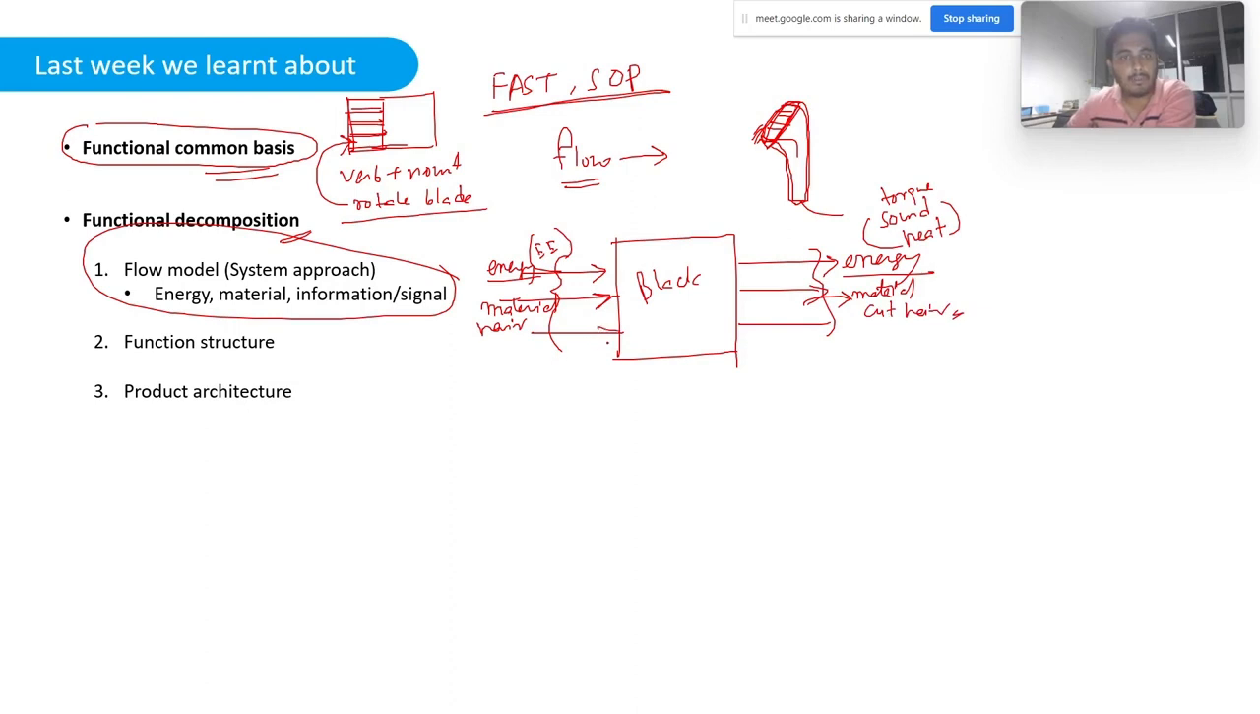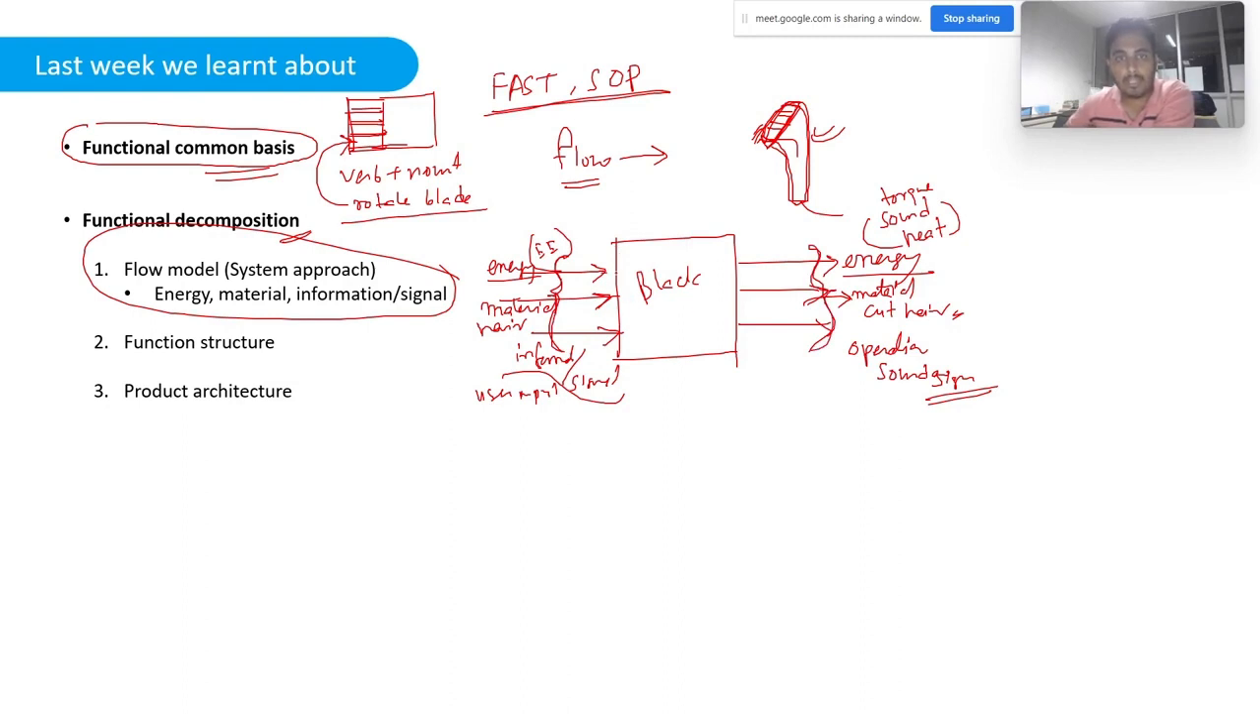The other form of flow can be information or signal. In a shaver, this can be the user input in terms of a button, switch on, switch off, and the output can be the operation, which will give a signal by giving a particular sound energy, a sound signal. So these were the three types of inputs and outputs we discussed in the flow model.